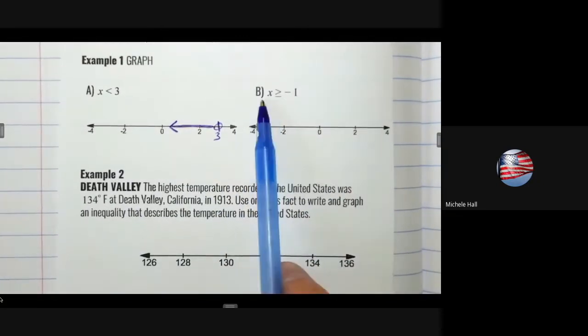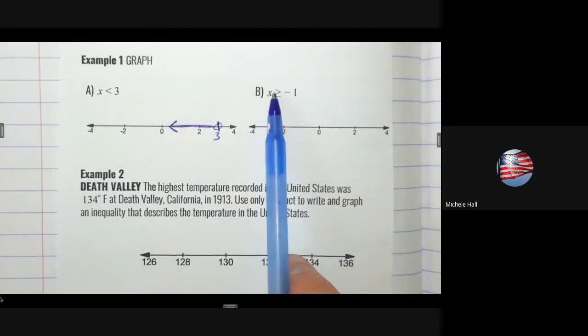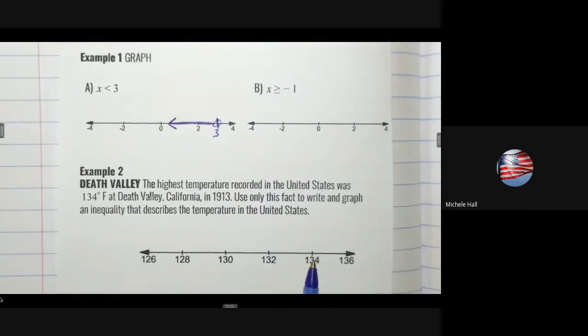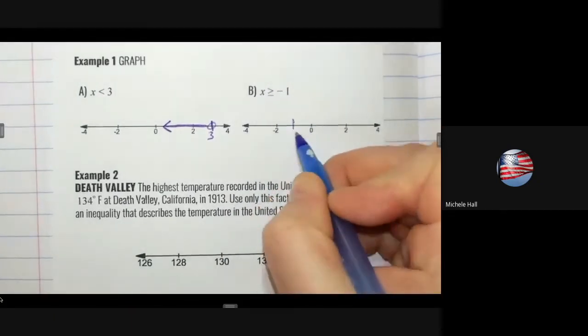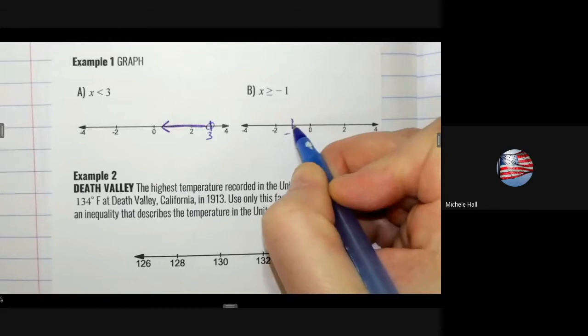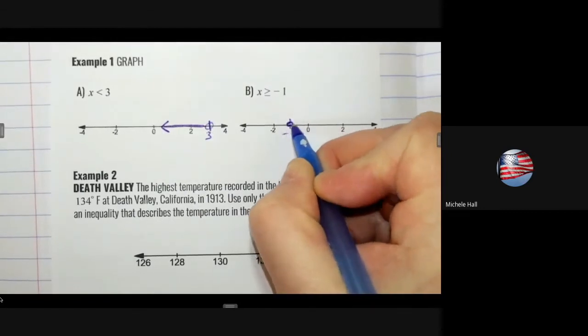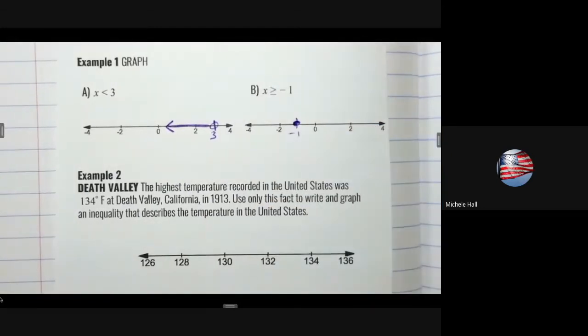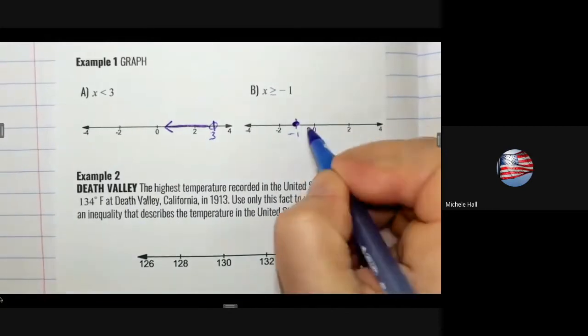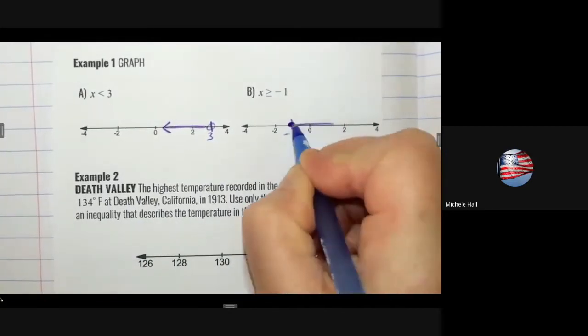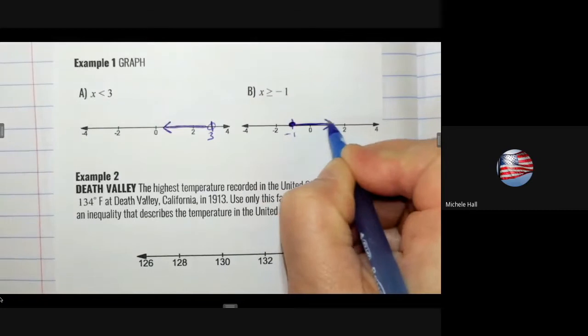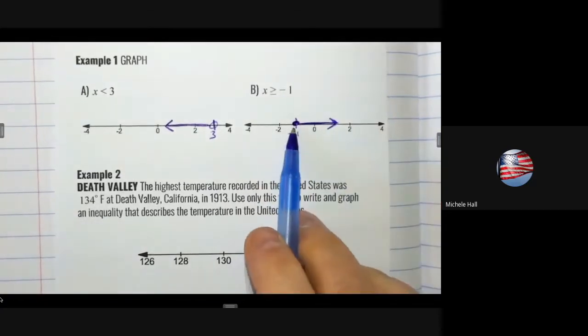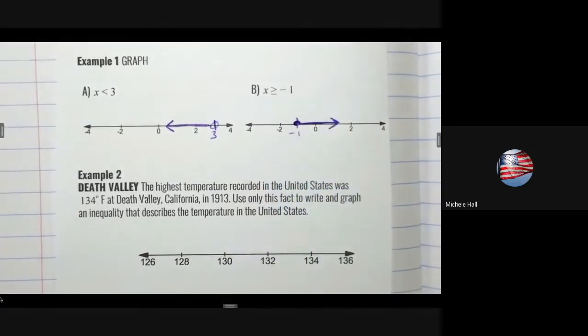We have that x is now next to the variable is the open part. X is greater than or equal to -1. I go to -1. It's greater than or equal to it, so it does include it. That means I'm going to color that in. It includes -1, and it is also greater than. It is equal to it, and it is greater than -1.